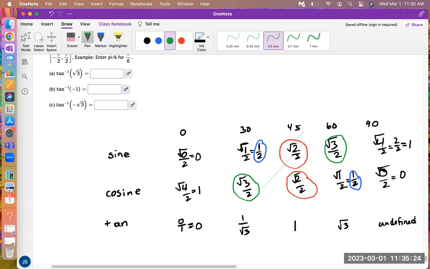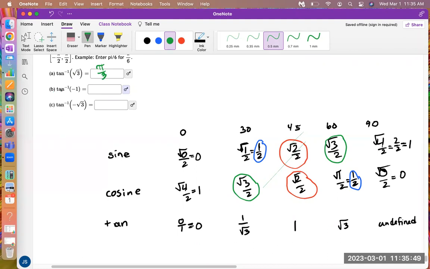And if you do have this memorized, then when you come to a problem like tangent inverse of √3 is what? Well, then you would have memorized that tangent of 60 degrees equals √3. So this answer must be 60 degrees written in radians. It's pi/3.